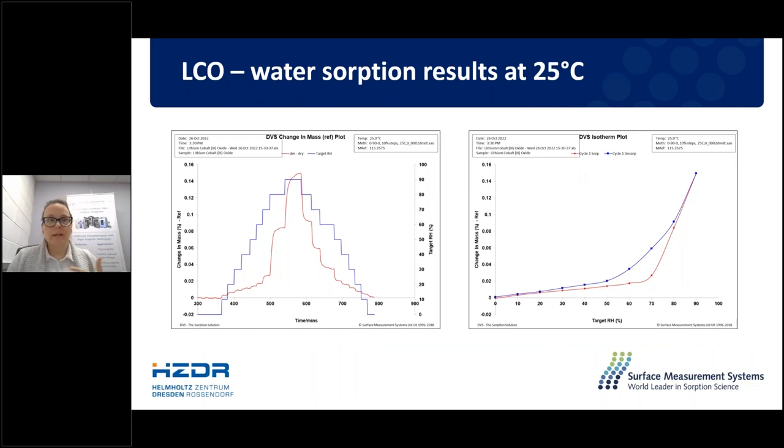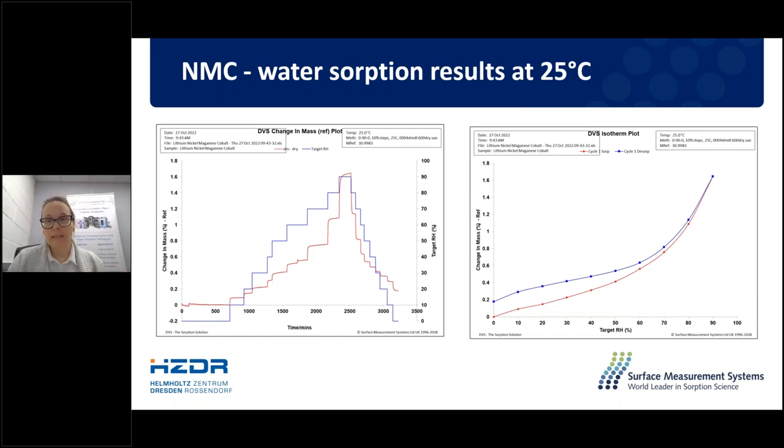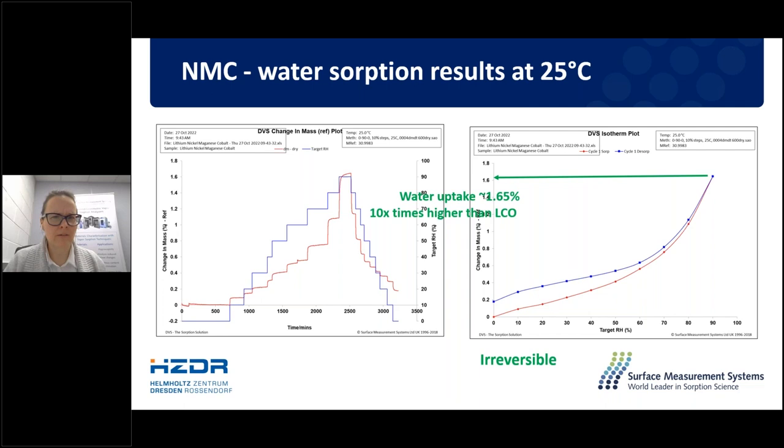And we measured the water sorption of these lithium metal oxides and the graphite sample. First, here's the water sorption curve at 25 Celsius of lithium cobalt oxide. You can see the water uptake is quite low. It seems after the desorption, the sample mass goes back to the initial, so it's a reversible process, this water sorption. In the case of the NMC, what we saw is a much higher water uptake compared with the lithium cobalt oxide, 10 times higher. It has a higher affinity to absorb and attract water. And the sorption is not reversible, so there's some water which remains on the surface.